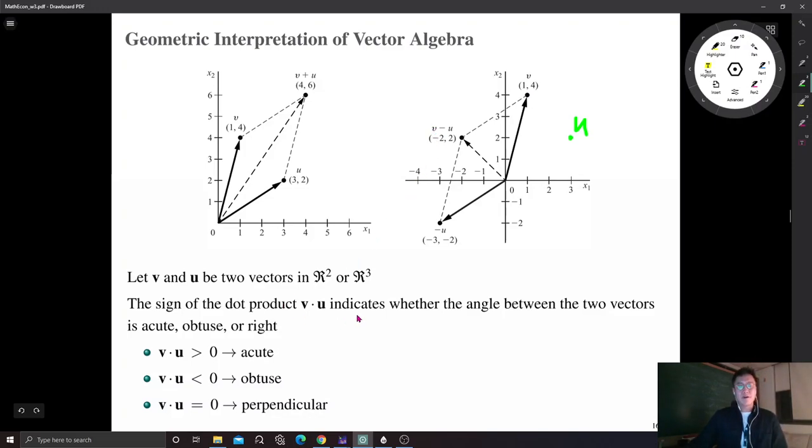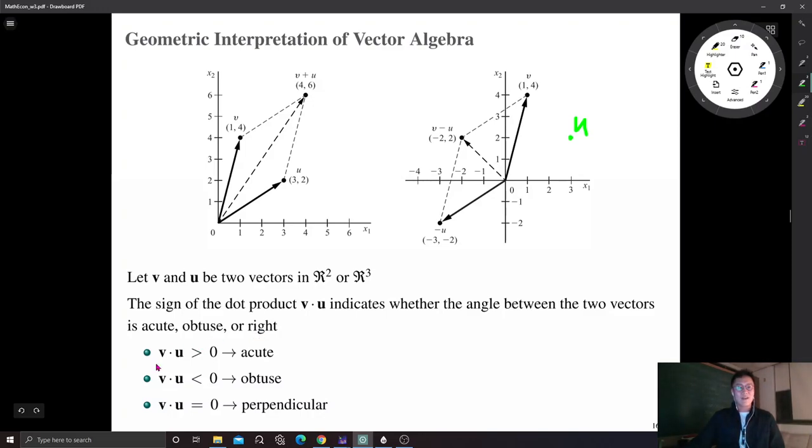And for the dot product, we already studied how to compute it. It also has a geometric interpretation in two-dimensional or three-dimensional space. Suppose v and u are two vectors in these spaces. Then the sign of the dot product indicates whether the angle between the two vectors is acute, smaller than 90 degrees, or obtuse, larger than 90 degrees, or right, equal to 90 degrees.